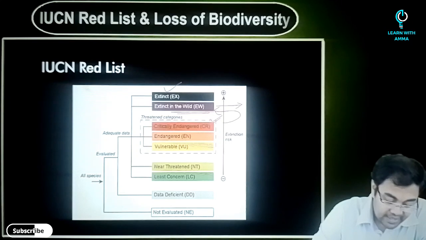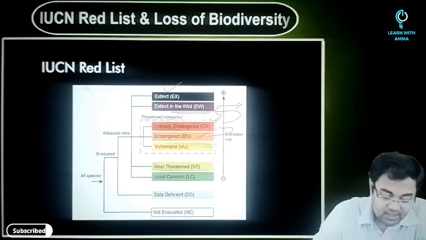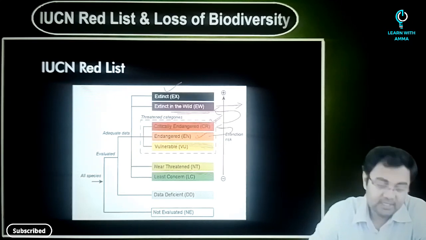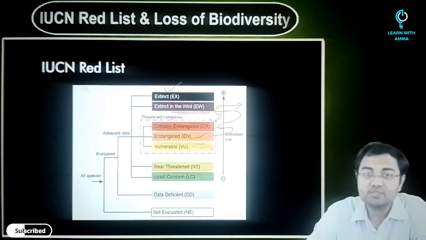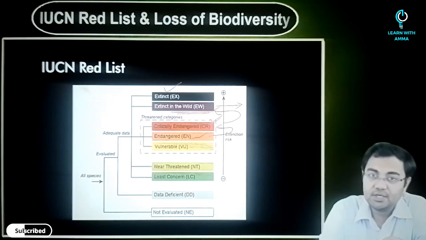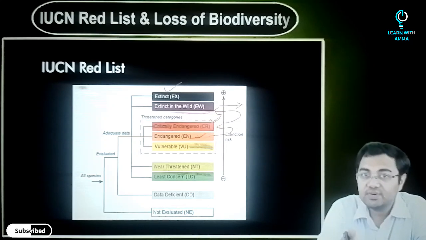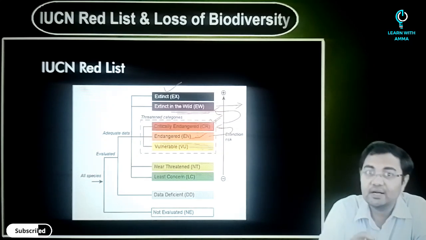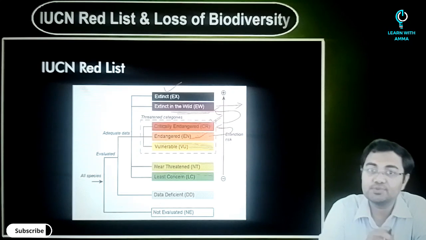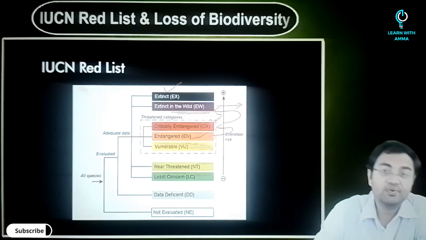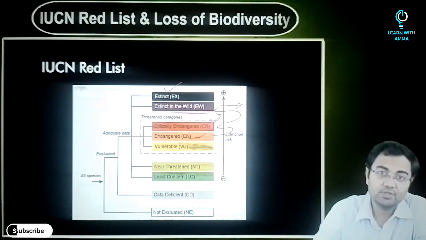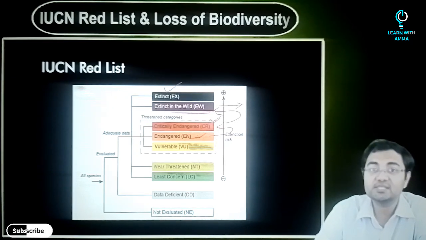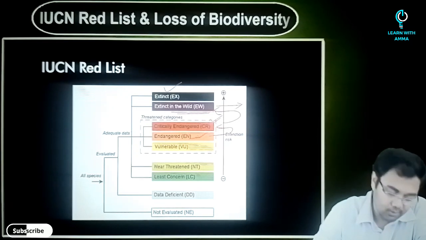Then after that you have endangered. Endangered species and critically endangered species are two different terms. Endangered species are species which are endangered, but with conservation efforts they can be saved. There is still hope for these organisms to come back. But in case of critically endangered, we normally say that these are the kinds of individuals which may not come back unless a lot of effort is put into it.